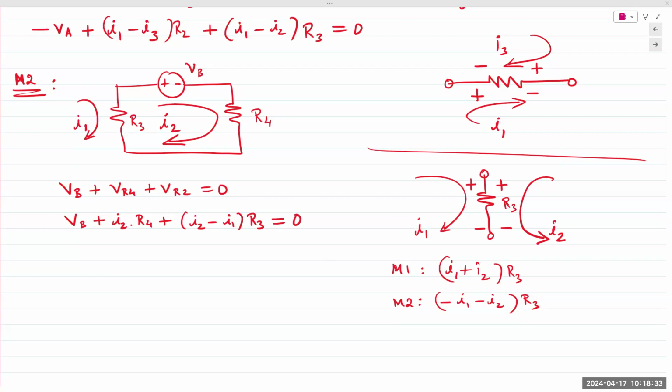Does that make sense on why it's I1 minus I3 and I1 minus I2, right? So then mesh 2 was the same concept. We had R3 again that is shared. Same resistor from mesh 1. In mesh 1, we had I1 minus I2. But in mesh 2, we have I2 minus I1. Okay, the exact same resistor, the exact same voltage drop. VR3 is I1 minus I2 in mesh 1, and it's I2 minus I1 in mesh 2.